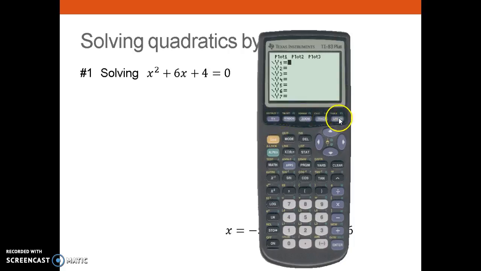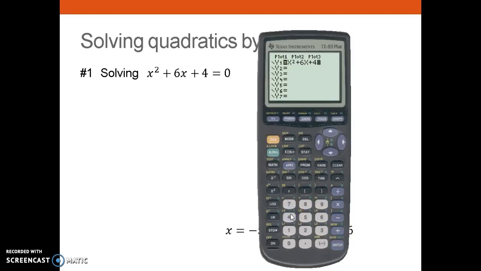Right now, if we go to our graph, there's nothing there. I have nothing in my y equals, but I'm just going to type this in, and I'm going to replace the 0 with y. And so I'm just going to have y1 equals x squared, and then plus 6x. Remember, the x is the X,T,theta,n button, and then plus 4.